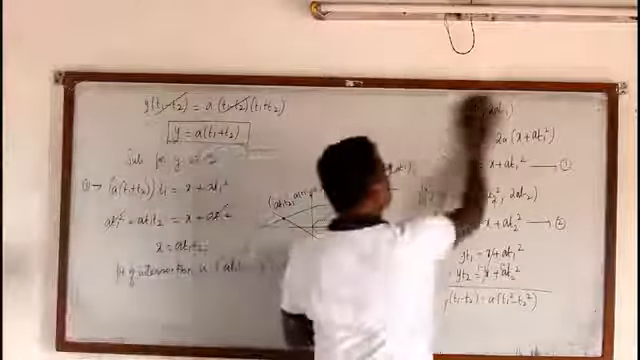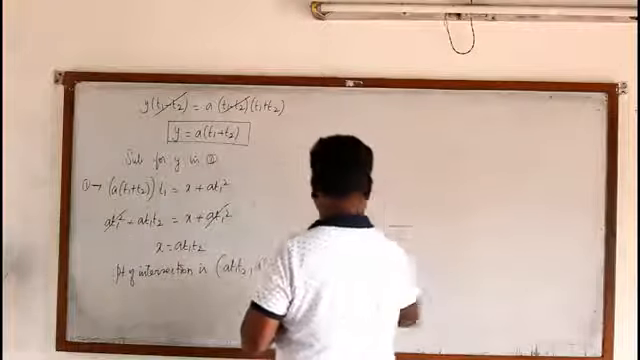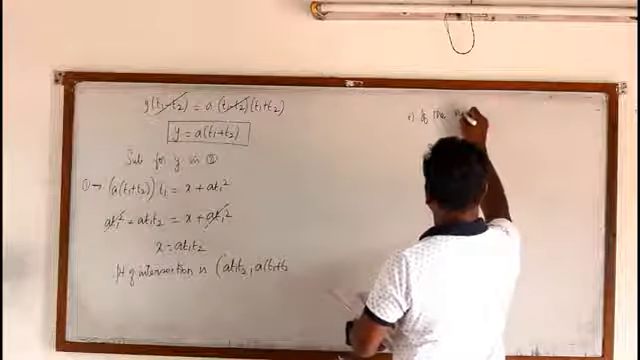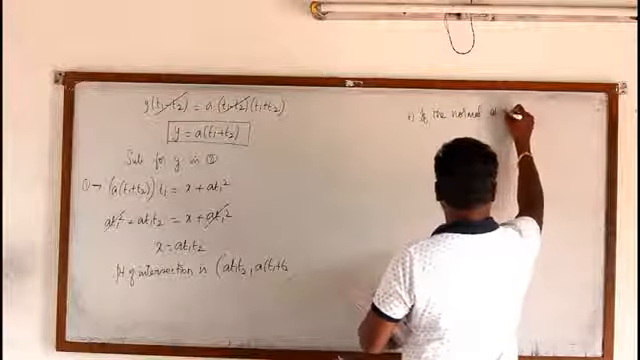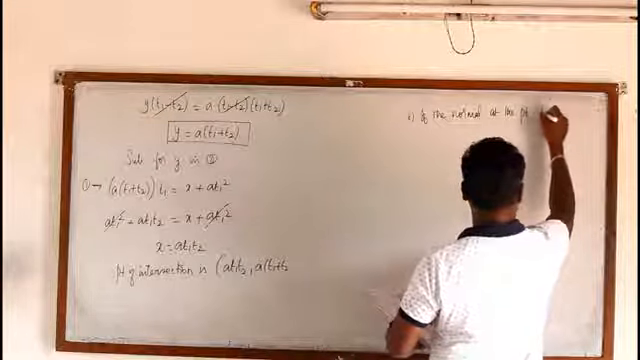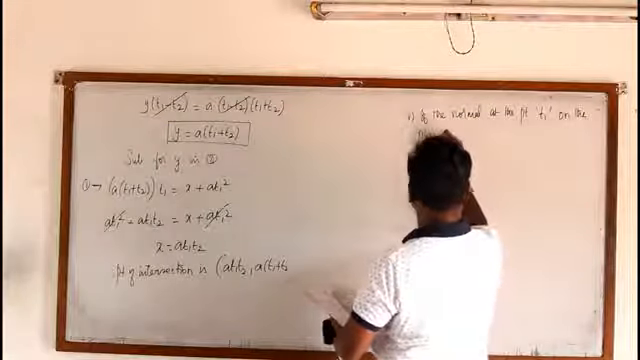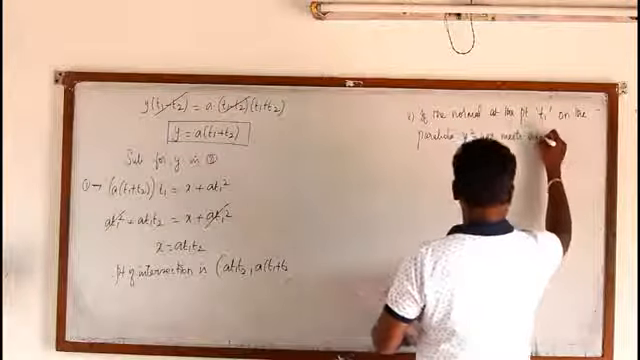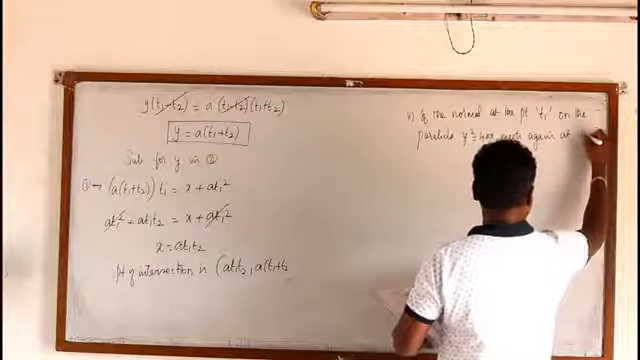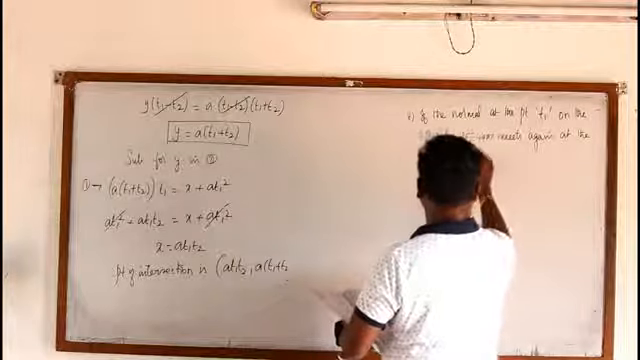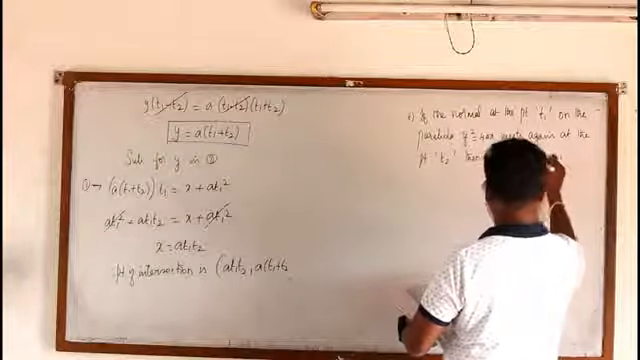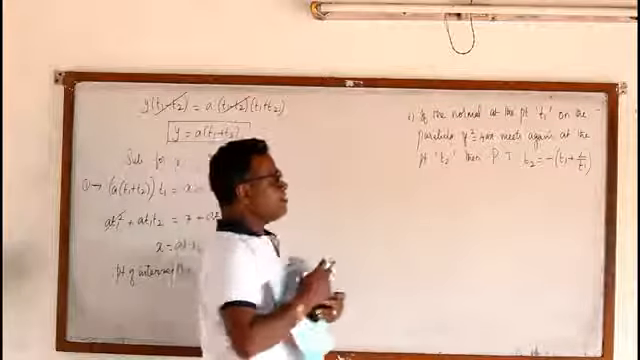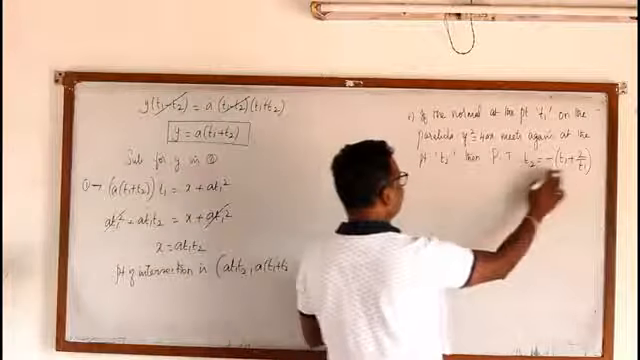Now we shall go for problem number 8. If the normal at the point t1 on the parabola y square equal to 4ax meets the curve again at the point t2, then prove that t2 equal to minus of t1 plus 2 by t1. Here they are talking about the normal. A normal at at1 meets the curve again at at2. Then t1 and t2 will have this relationship.